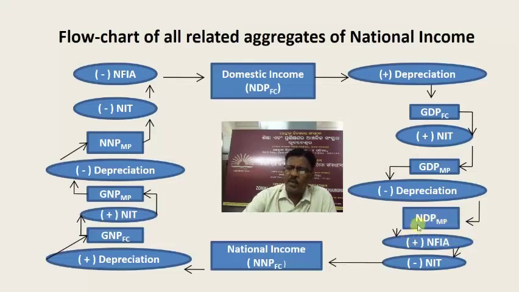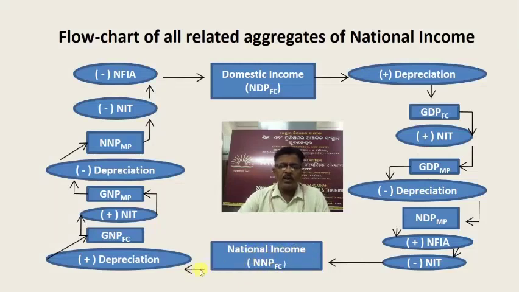From NDP at market price, if you want to derive NNP at factor cost, how will it go? NDP at market price plus NFIA. First understand it in this way, plus NFIA. So what will it become? NNP at market price. Then NNP at market price minus NIT, you will get NNP at factor cost. That NNP at factor cost is the national income.